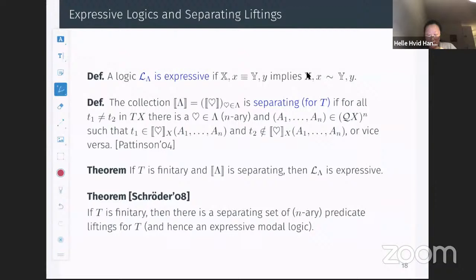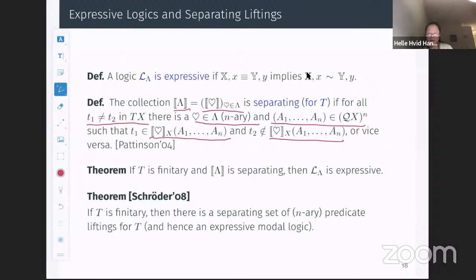And you can think about conditions on your modalities for having an expressive logic. The following condition was described by Dirk Pattinson, and we call it having a separating set of predicate liftings. If you have your collection of predicate liftings in the semantics of your modalities, then we say that it is separating if whenever you have two elements that are different in T of X, then there has to be some lifting and some predicate such that the lifted predicate separates the two. So t1 is in the lifted predicate and t2 is not, or vice versa. So that's when we say that a collection of predicate liftings is separating. And you can see that this is a local condition.